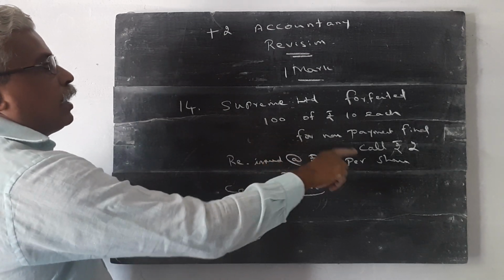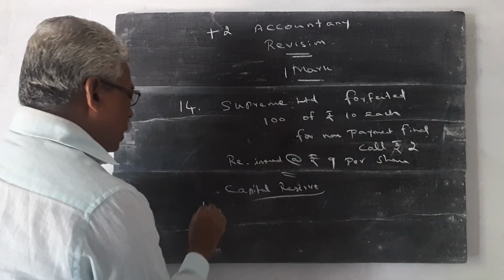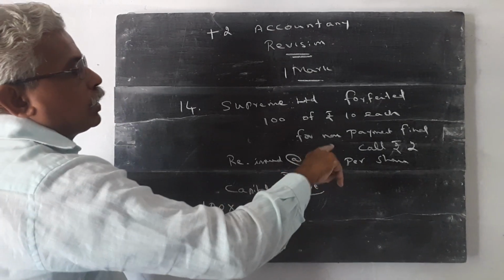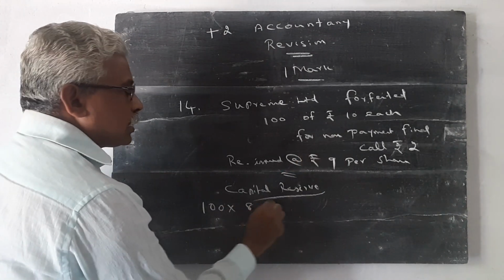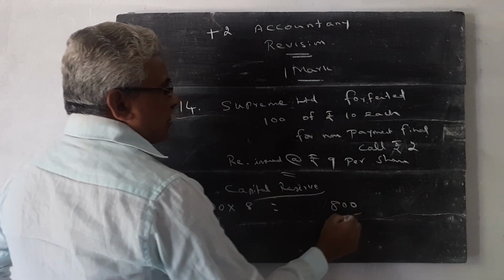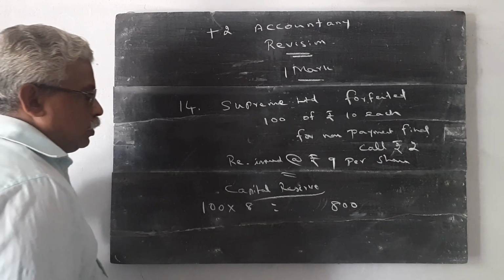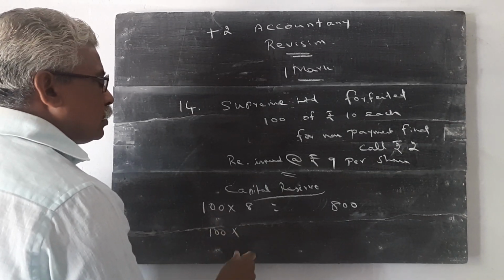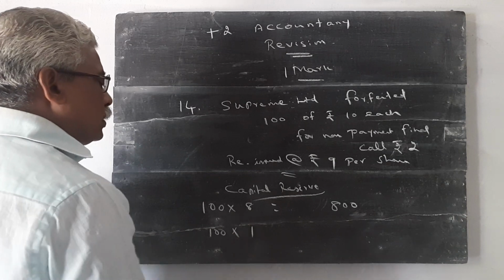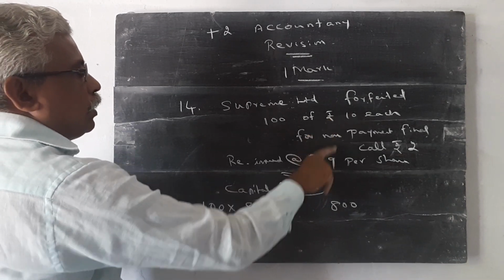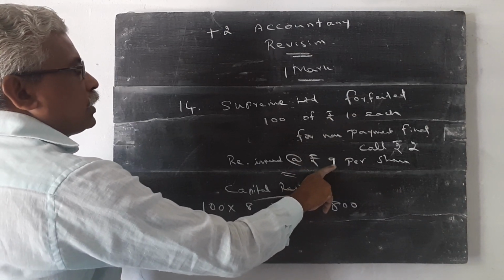Total forfeited amount is 100 into 2, which is not received. So 8 rupees is received, so 800 rupees is in the share forfeited amount. Then on reissue, rupees 1 is a loss. The cost of 1 share is rupees 10, but it is reissued at rupees 9.